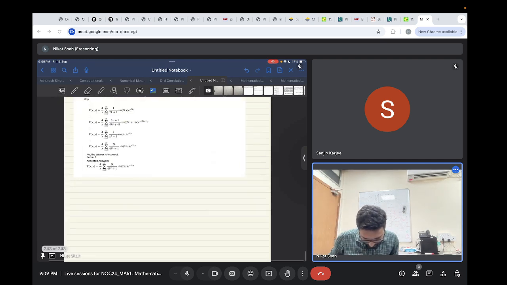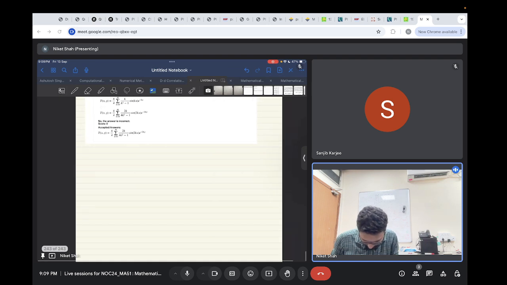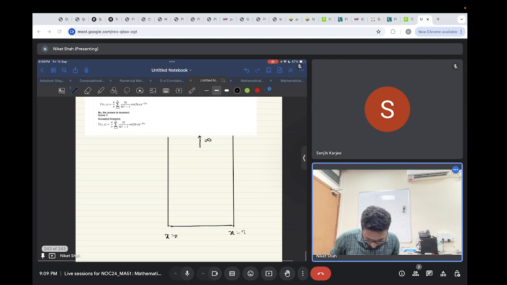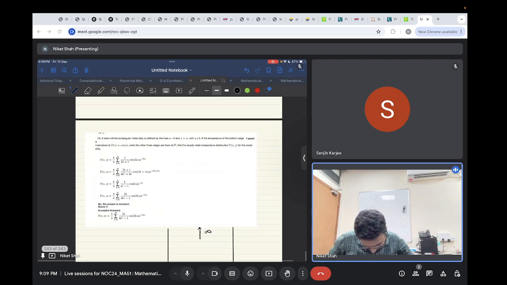So x and y is pi. X is restricted between 0 and pi. So this is my semi-infinite sheet. X equal to 0, x equal to pi, but in y it's infinite. In y its length is infinite. Right. So capital X, and what are the boundary conditions? Temperature of the bottom edge is maintained at T, x is cos x, while the other three edges are fixed at 0.